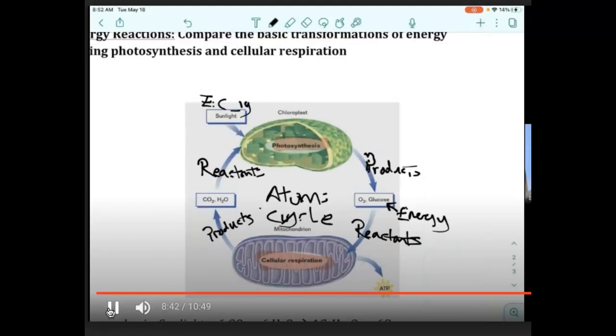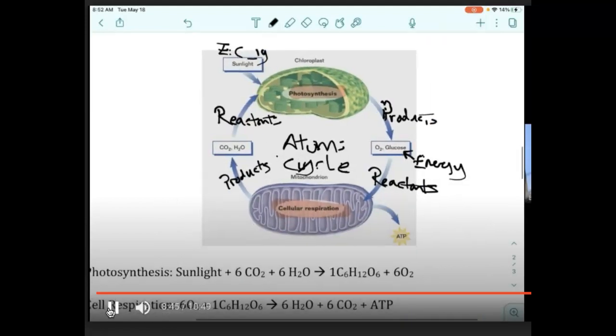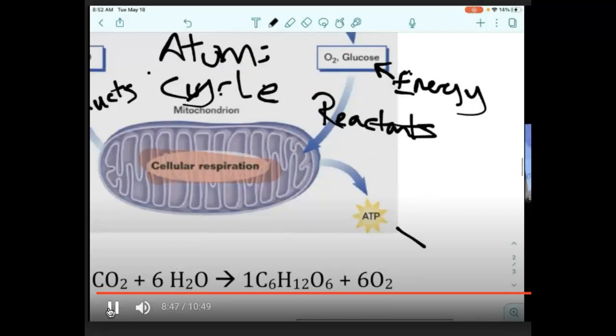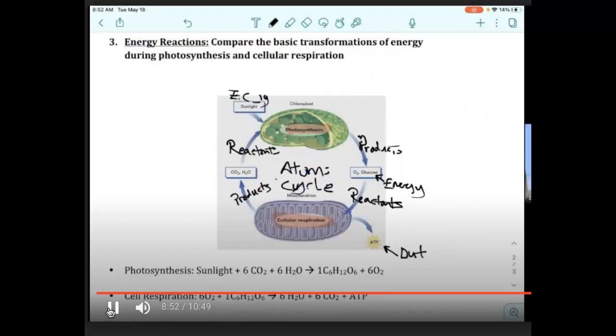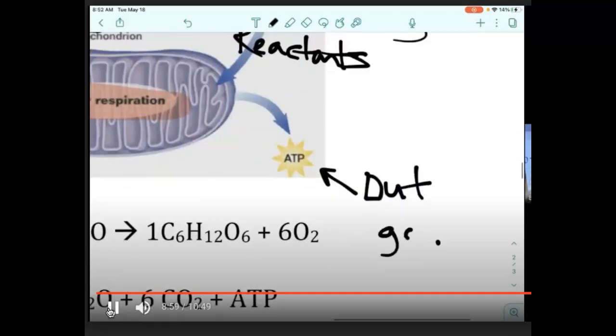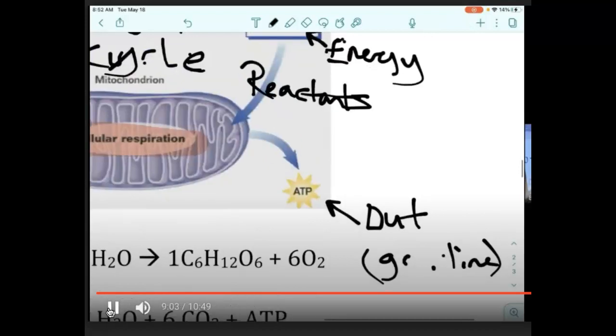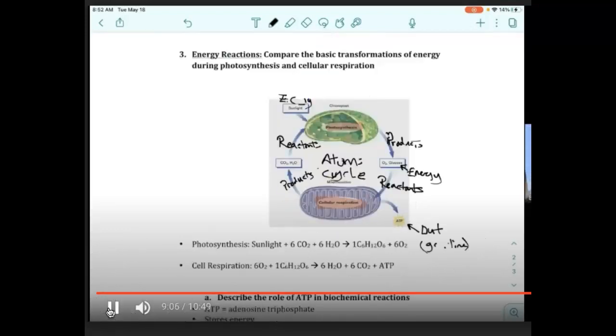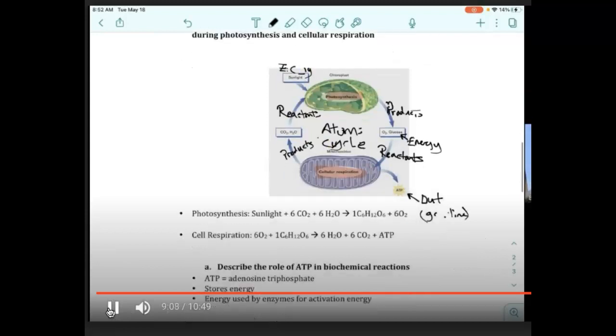Okay? Notice that the energy does not cycle, right? The energy comes in as sunlight and it comes out as ATP. And remember, ATP, we said, is like the gasoline that powers our enzyme tools. Right? It's needed by our enzymes as gasoline. It powers the chemical reactions that keep us alive. Okay? The last little bit was about ATP as an energy storage molecule.